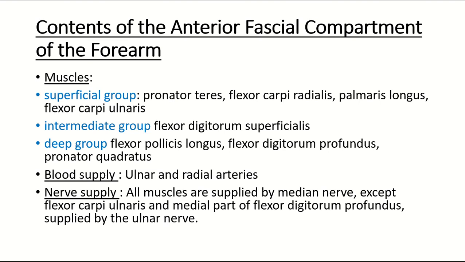The blood supply of the anterior fascial compartment of the forearm is by the ulnar and radial arteries. For the nerve supply, all the muscles are supplied by the median nerve except flexor carpi ulnaris and the medial part of flexor digitorum profundus, which are supplied by the ulnar nerve. So the flexor carpi ulnaris and the medial part of the flexor digitorum profundus are supplied by the ulnar nerve.